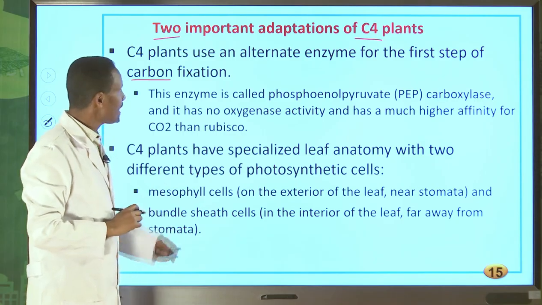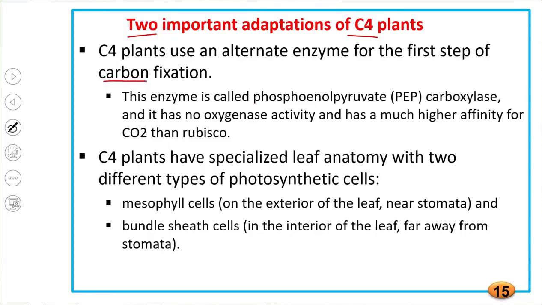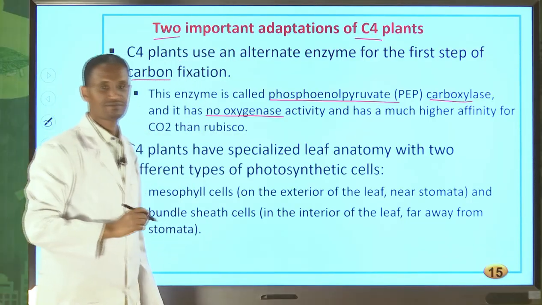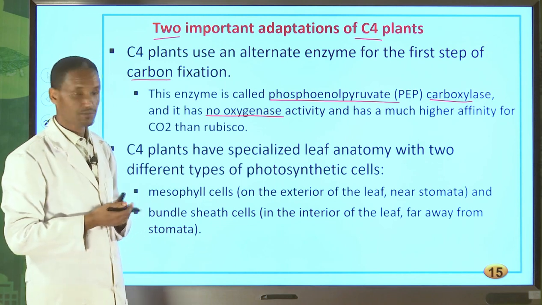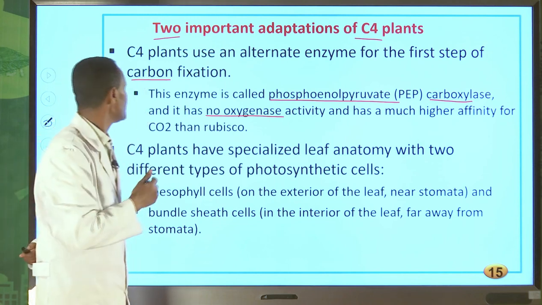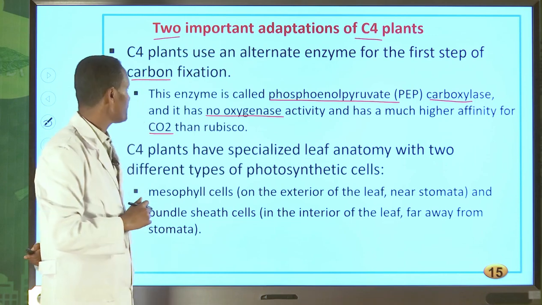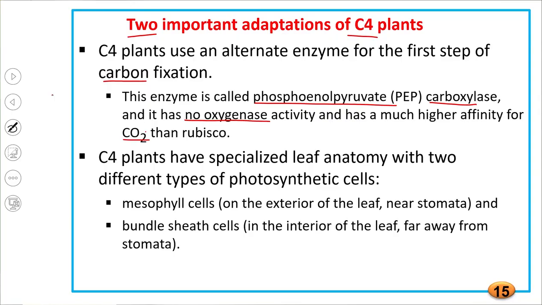Here, the carbon-4 plants use an alternate enzyme for the first step of carbon fixation. This enzyme is the so-called phosphoenol pyruvate carboxylase enzyme. But in the case of carbon-3 plants, the enzyme used is Rubisco. But in this case, phosphoenol pyruvate carboxylase is used for carbon fixation, and it has no oxygenase activity. That means they do not fix oxygen from the atmosphere, and it has much higher affinity for carbon dioxide than Rubisco.